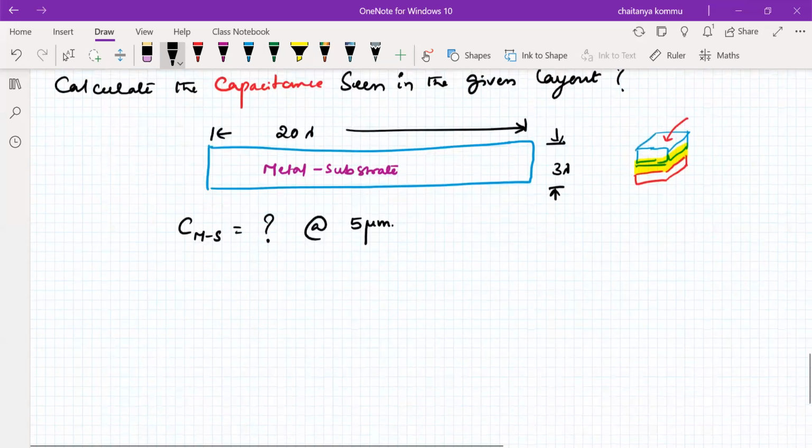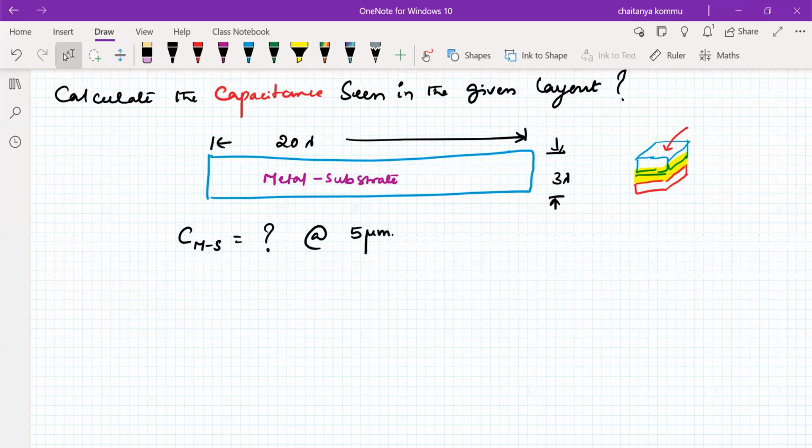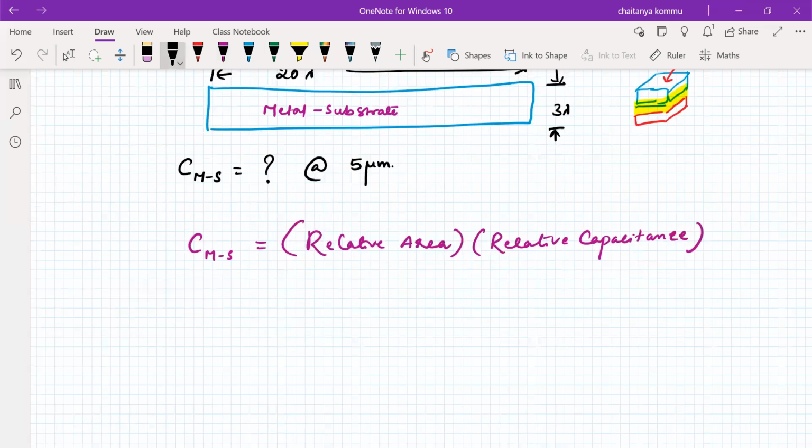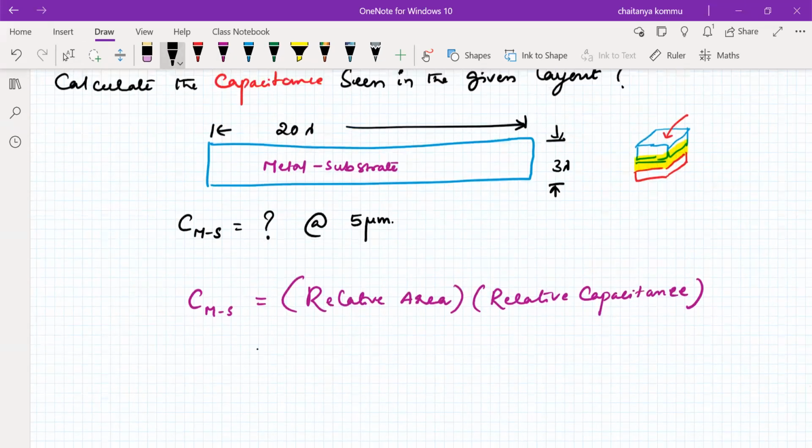The question is, we have a piece of layer, and I want to calculate the substrate capacitance. A very simple method is to first calculate the relative area, which is multiplied with the relative capacitance. These are the two parameters we have to calculate. What is the relative area? The given area is 20 lambda into 3 lambda, and length into width is the specific area.